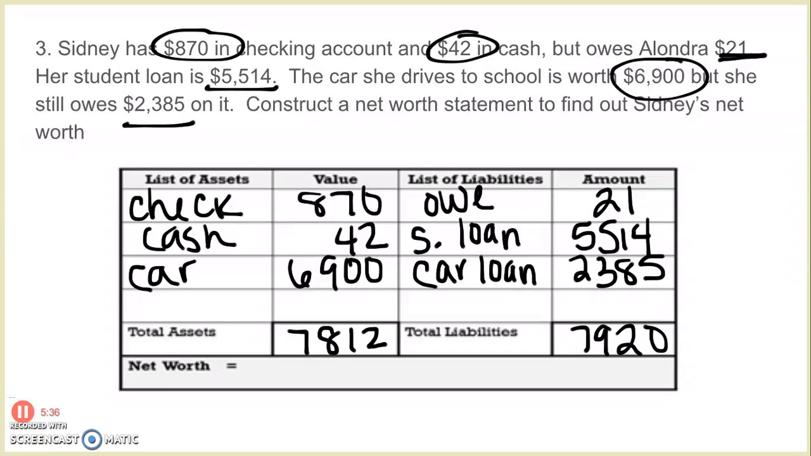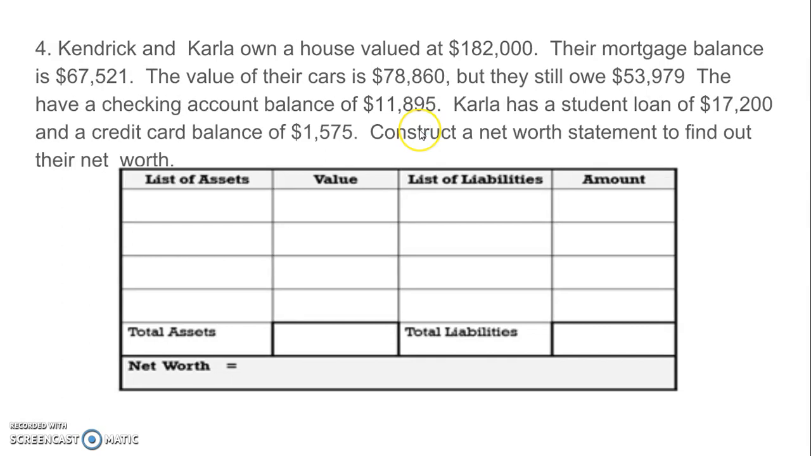All right, so take a look at your assets and your liabilities total. Which one has more, your assets or liabilities? Because Sydney has more liabilities, she's going to be in the negatives, right? That means she is in debt just a little bit. So when we subtract, we're going to get negative $108, okay? All right, sorry about that. I dropped my pen. Because her liabilities were more than her assets, she's in the red a little bit. So she owes $108.